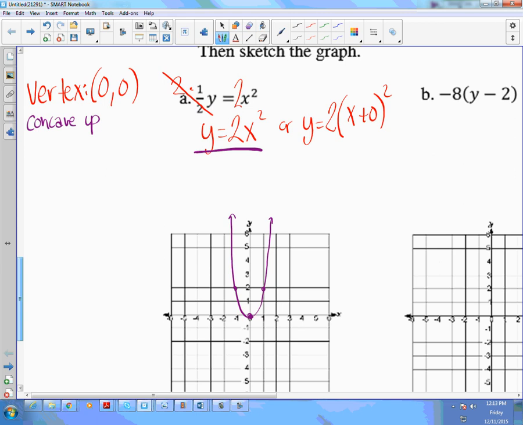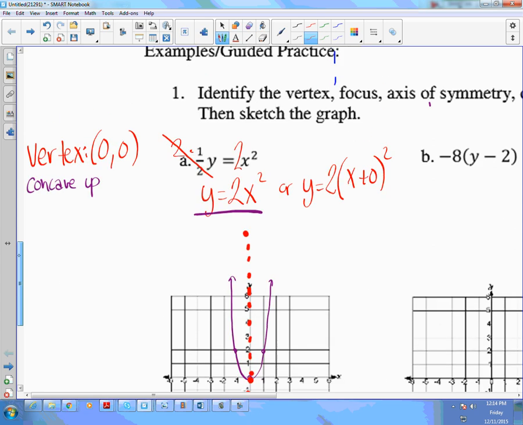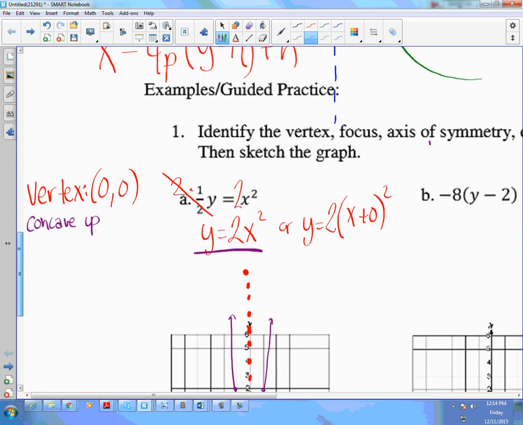Now we know the focus has to be somewhere inside the parabola. So the focus is going to be directly above the vertex. We can find what that gap is. And the directrix is going to be directly below the vertex. All of which go through the axis of symmetry. I think it even asks us for the axis of symmetry. Yeah, third one: vertex, focus, axis of symmetry.